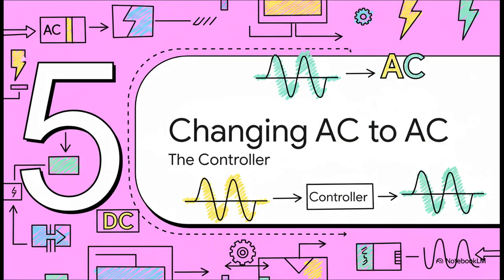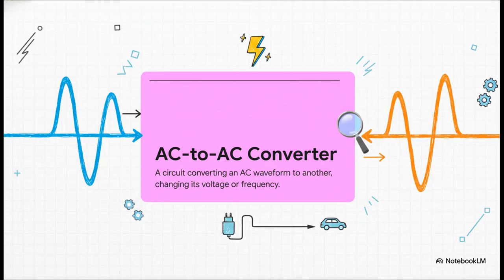Okay, we've covered the big three conversions, but there's one more piece of the puzzle. What if you already have AC power, but it's just not the right kind of AC? Maybe the voltage is wrong or the frequency is off. This brings us to our final category. This is the domain of AC to AC converters.